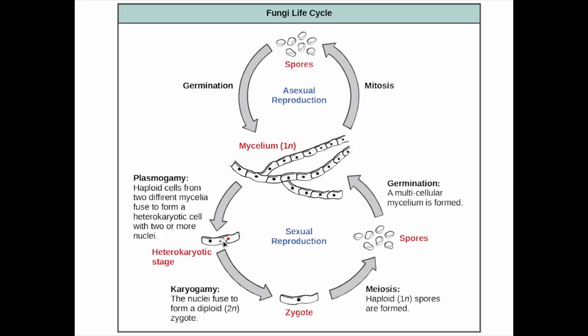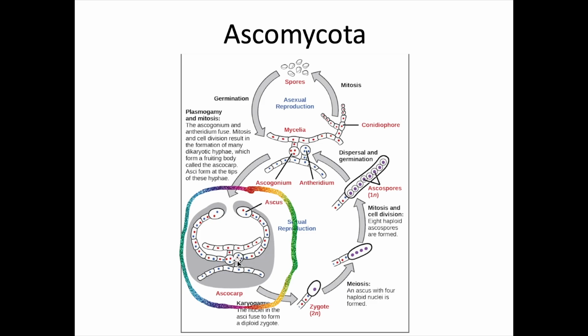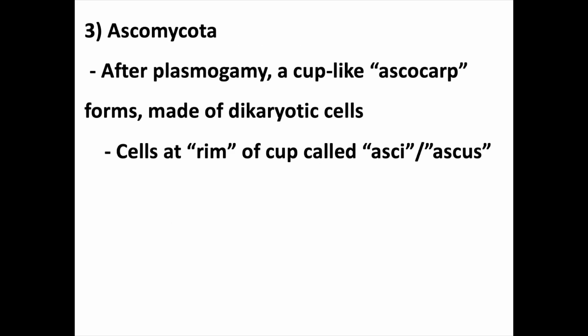Instead, in Ascomycota, this dikaryotic cell with two nuclei goes through several rounds of mitotic cell division. So we get many dikaryotic cells. We get this whole structure, sort of like a cup, called an ascocarp, that is all made of dikaryotic cells. And something special is going to happen at these two cells located at the rim of the cup, the tip of the cup, however you want to describe that. These cells are called the asci or ascus. So let's summarize this before we go on.